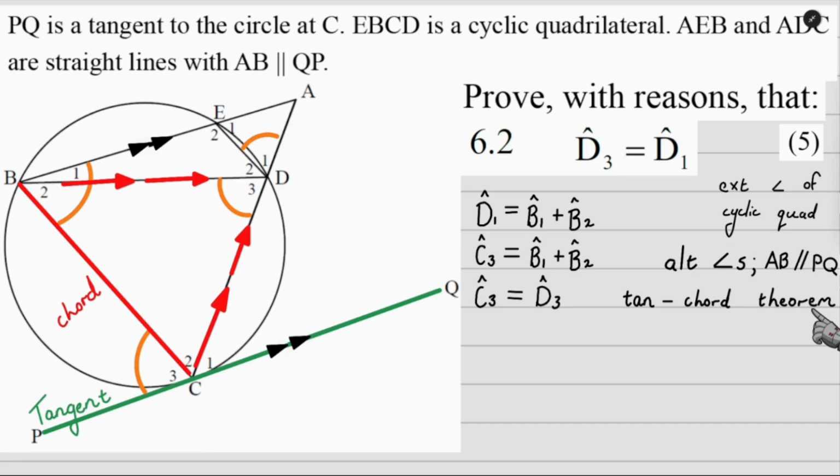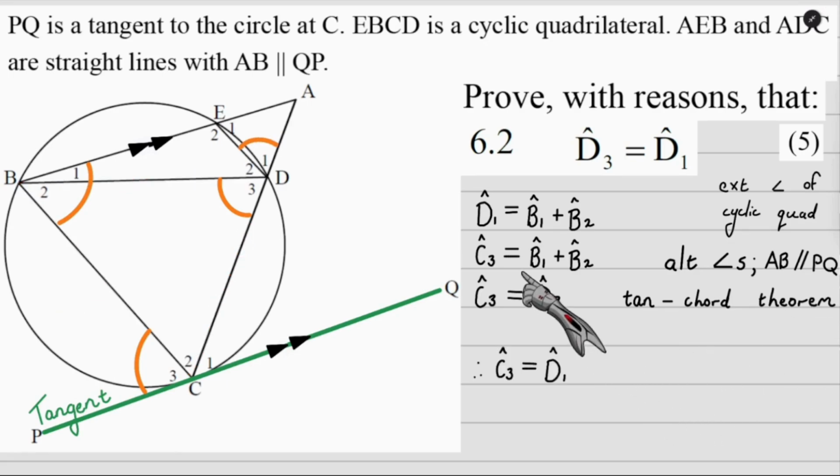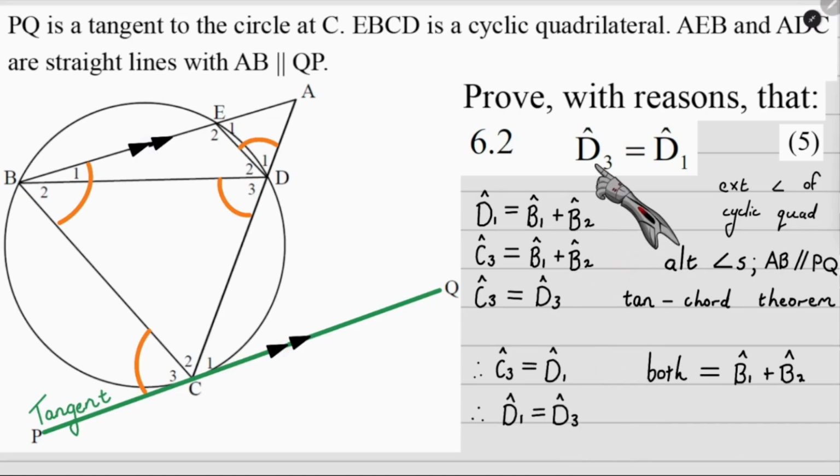Now we're going to work towards our conclusion. So firstly, we need to make the link between these two angles. Because D1 and C3 equal the same thing, they both equal B1 plus B2, we're going to state that they are equal to one another. And if you would like, you can mention the reason that they both equal B1 plus B2. And then we see that C3 equals D1 and C3 equals D3. So it stands to reason that these two have to be the same. So we're just going to write therefore D1 equals D3, and we've adequately proved what they are asking us to do.